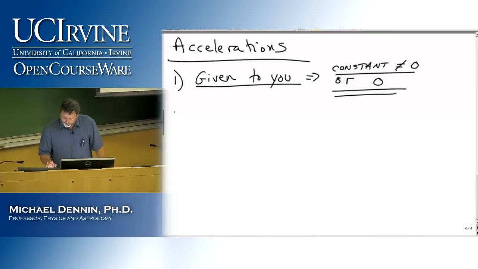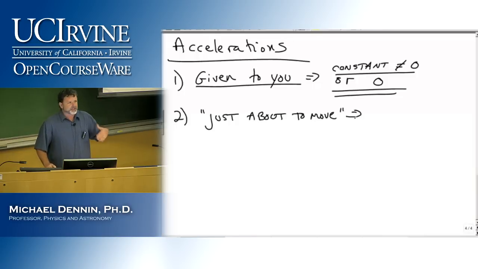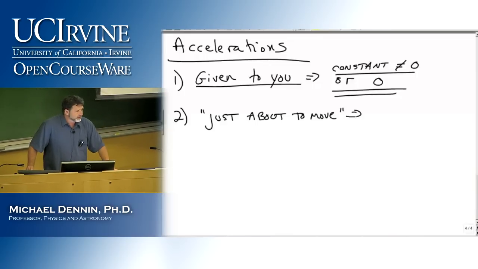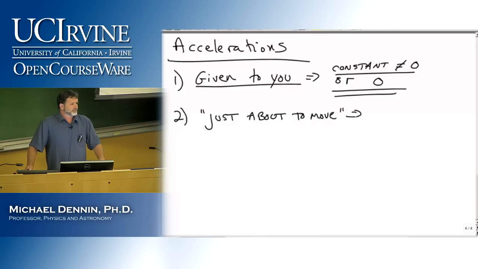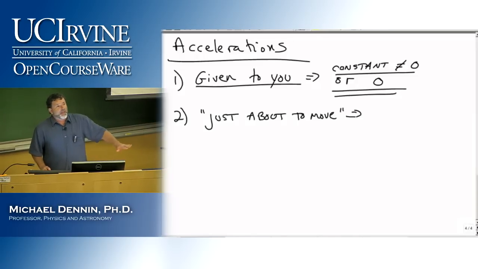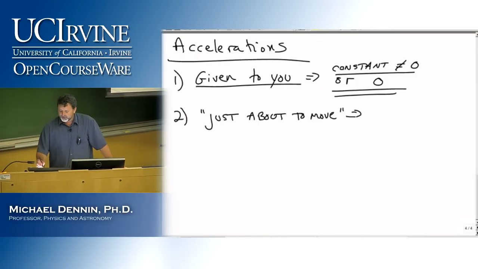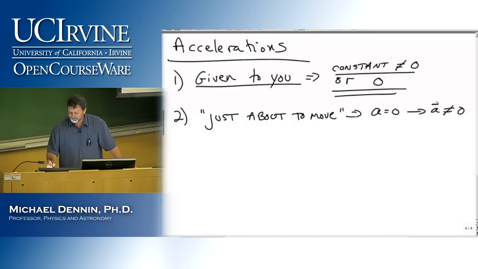Now, there's a subtle way it can be given to you. You can be told you're just about to move. To actually start moving, what do you need? If you are at rest, and in the next instant you're going to be moving, what does that mean you have? You have an acceleration. If you're just sitting there at rest for some time, what is your acceleration? 0. So to just about move means you go from a equals 0 to a not equal to 0.